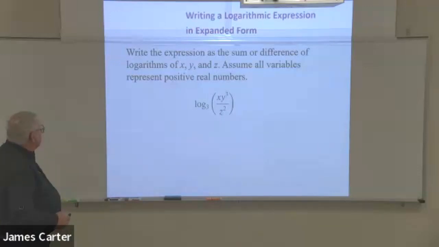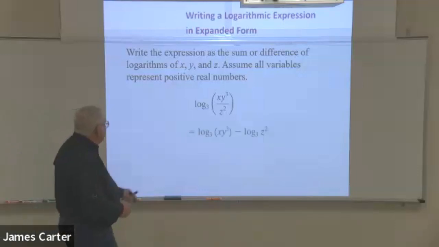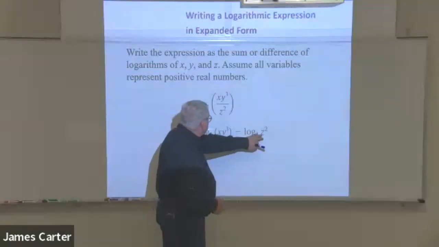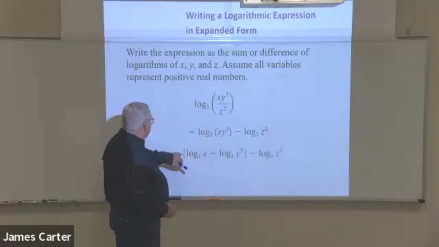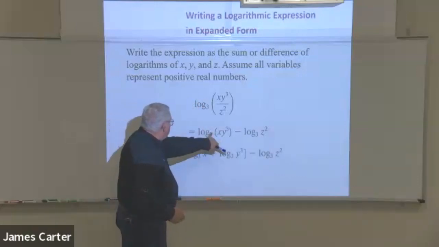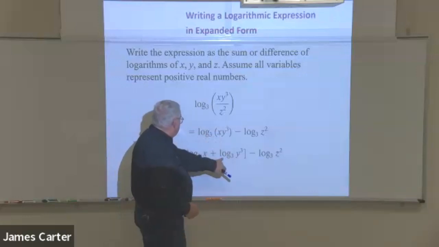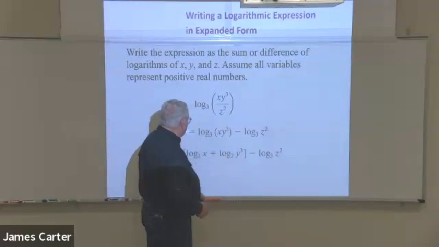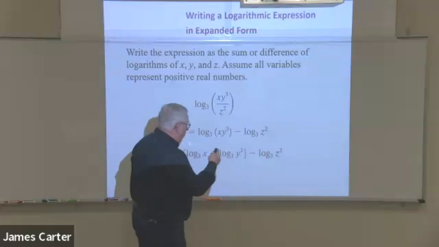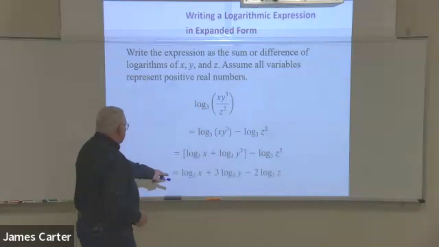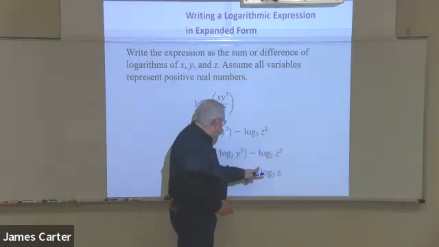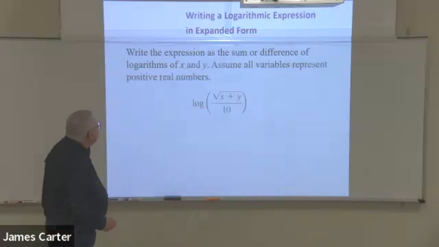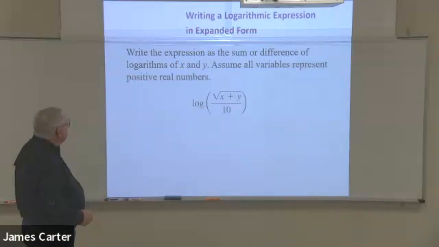Now they're wanting us to expand this. So the first thing we do is the numerator minus the denominator. Now, for the numerator, we break it down into log 3 of x plus the log 3 of y cubed. And then we've still got this denominator. First term remains the same. We bring the 3 out front. We bring the 2 out front. Okay, and that would be that one.